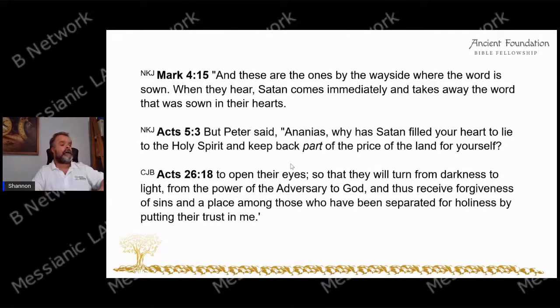Because it says here that he opens our eyes that they will turn from darkness to light, from the power of the adversary. So we're under the power of the adversary up until the time we come to faith in Yahweh.